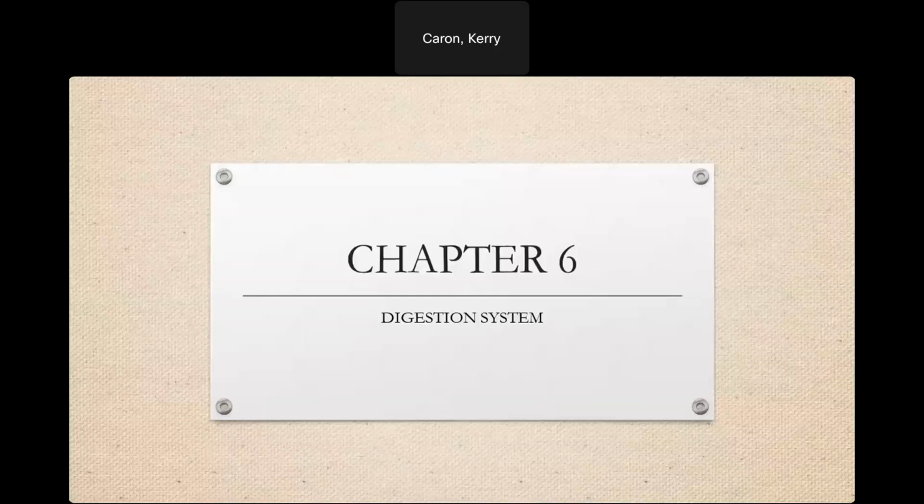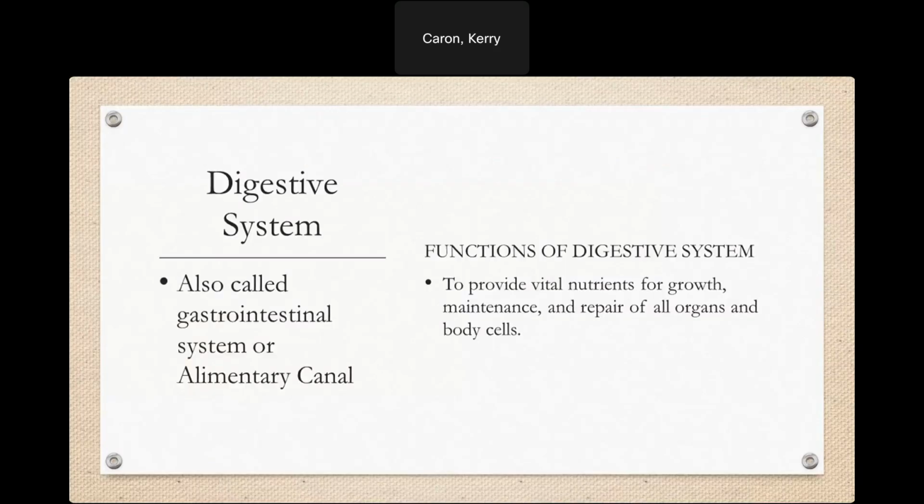Okay, chapter 6 is the digestive system. It's also known as the gastrointestinal system or the alimentary canal. Alimentary canal is not as often used, but definitely GI or gastrointestinal or digestive system. And the function of this system is to provide nutrients for growth, maintenance, and repair.